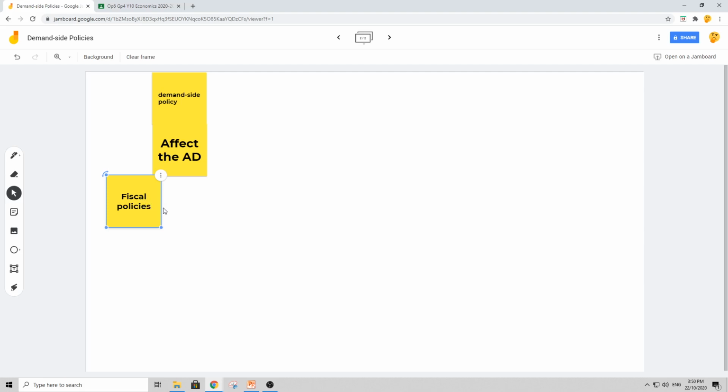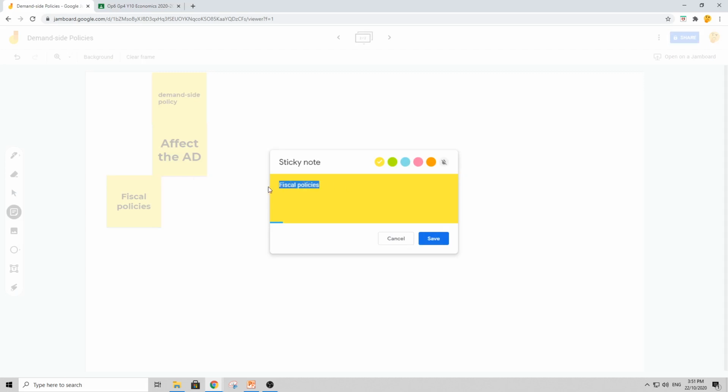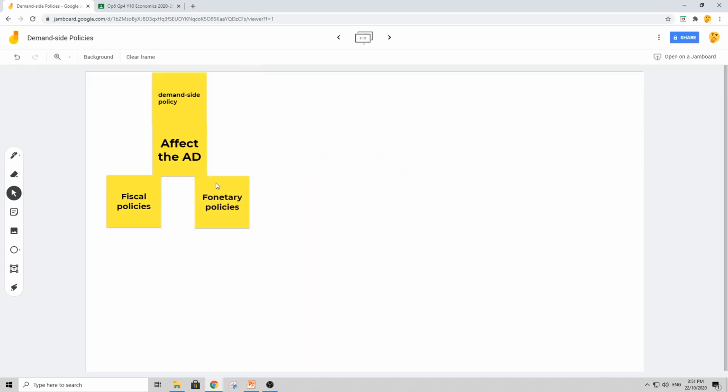Okay, and I don't know if you have heard about the term QE. I think we talked about it. So monetary policy, we'll talk about it in the next chapter, later. Okay, monetary policies. All right. So now we have got a basic structure.